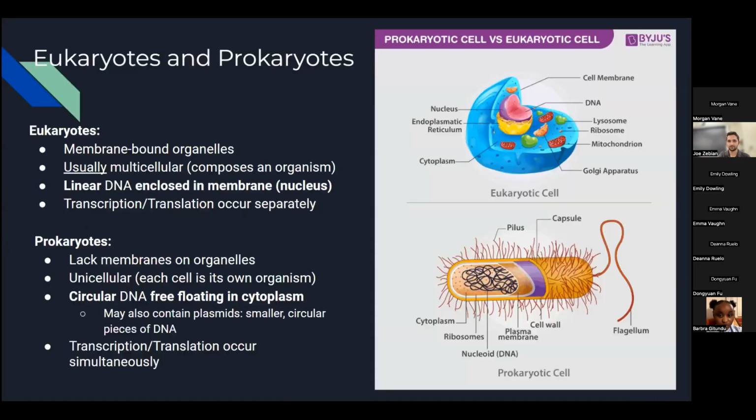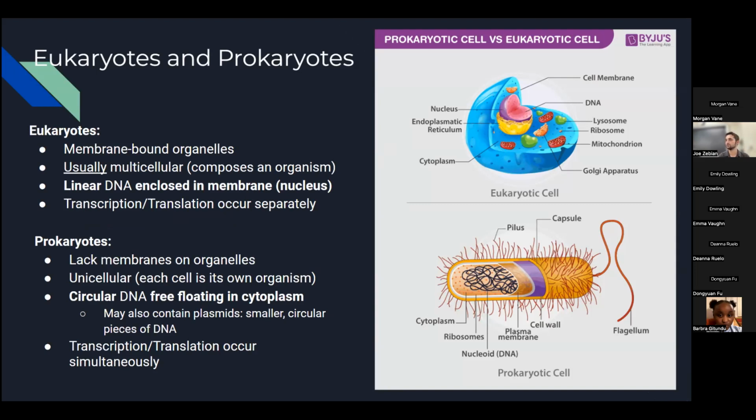So starting off with eukaryotes and prokaryotes, we want to know the similarities and differences between these. This should all be review, but eukaryotes have membrane-bound organelles. They're usually multicellular, but not always. They have linear DNA enclosed in a nucleus with a membrane, and transcription and translation occur separately. And then prokaryotes lack membrane-bound organelles. They're unicellular. Each cell is its own organism, like bacteria.